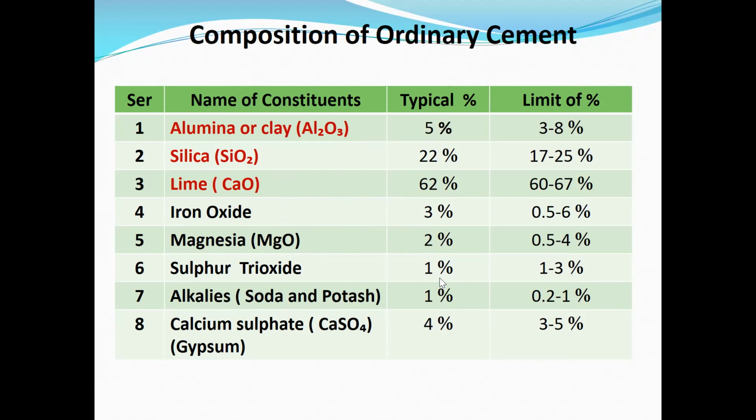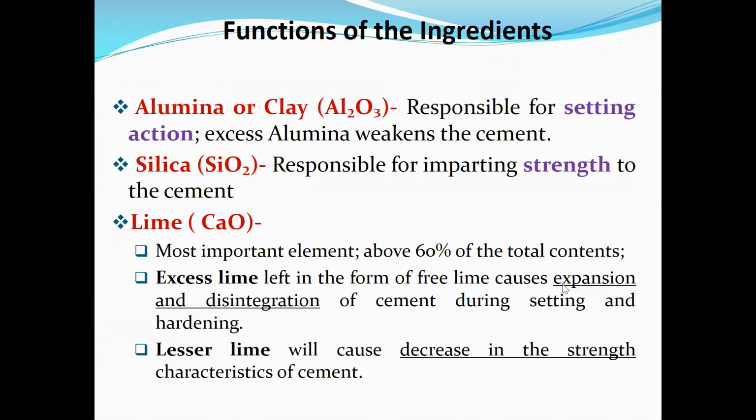Typically, in an artificial cement, this is the proportion. When various companies produce cement, they have to keep these constituents within a range. For example, for alumina, the range is 3 to 8%. So we're talking about the typical cement in this case, where they have kept alumina at 5%. Whatever value you see here, those are within the range. That has to be within the range.